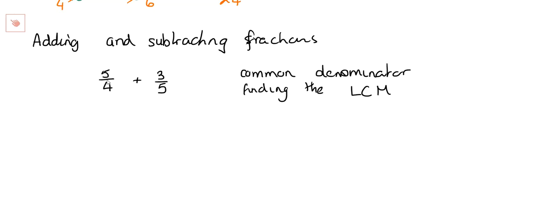So, what does this first one have to become? 13/20. So we have to go 20 and 20, and there is the lowest common multiple. Lowest common multiple of 4 and 5 is 20. We all agree? Yep.